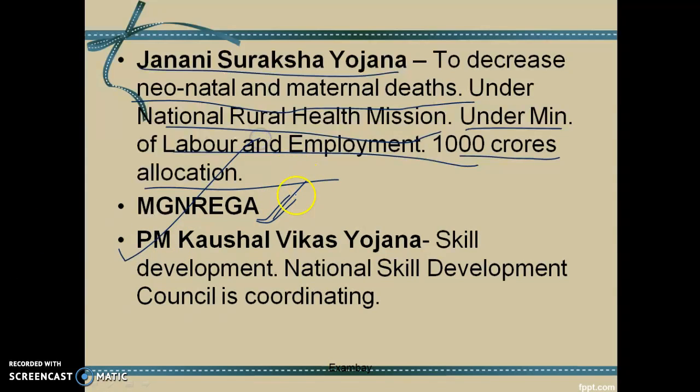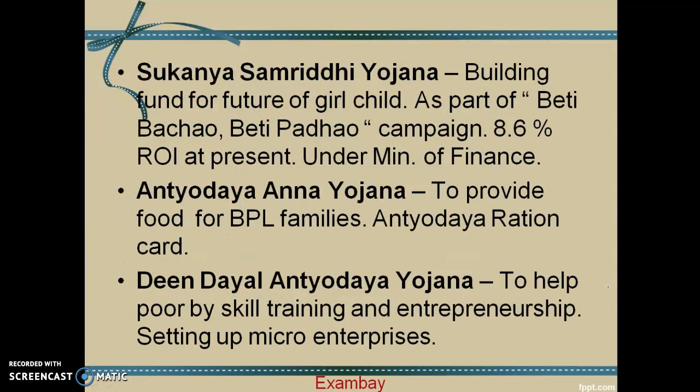This is important. This is skill development. The National Skill Development Council is the coordinating agency, and the target is to train 1 crore youth for the period of 2016 to 2020. We are well below the target, but let's hope we achieve the target well in time. So for MGNREGA, it is to be implemented by the Gram Panchayat. This is one point. And then we have Sukanya Samriddhi Yojana.